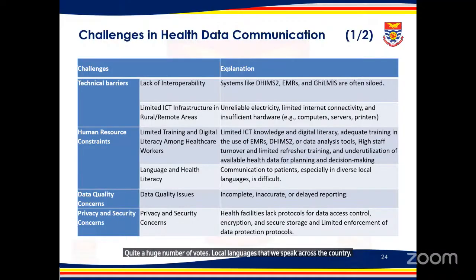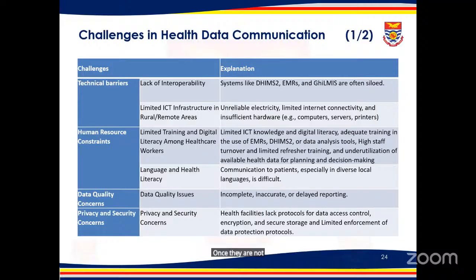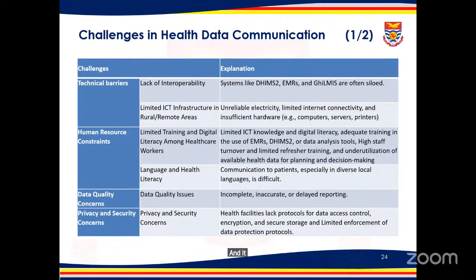We also have data quality and consent issues, issues of incompleteness. Once these platforms, the DIMS, the LIMS, logistics management information system platforms, are not linked, it means that some of the reports have to be generated manually and entered into some of these platforms. And it can come with its own adverse errors, etc. There's also delayed reporting.